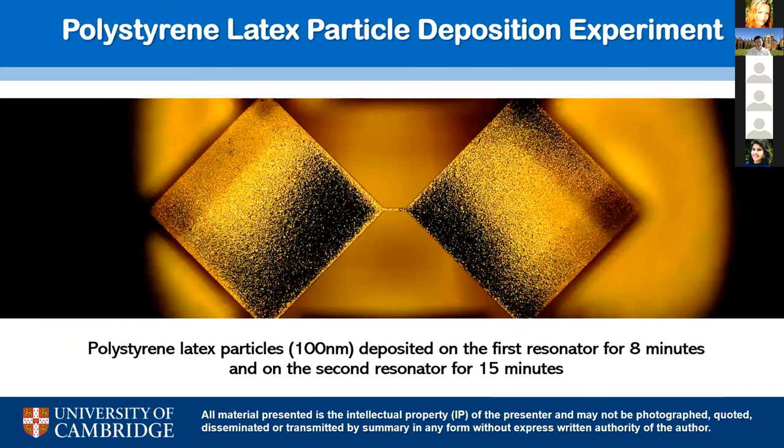Now, in order to verify the mass balancing capability, the resonators were subjected to 8 minutes of polystyrene latex nanoparticle deposition. Since these polystyrene latex nanoparticles are size calibrated, and since these are newly designed resonators, initially the experiment started with polystyrene latex nanoparticles. So 8 minutes of deposition on the first resonator and 15 minutes of deposition on the second resonator was carried out. At the end of the 15th minute of particle deposition on the second resonator, the amplitude ratio output returned to its initial state. So initially it was close to one, and then it deviated, and then it came back to the initial state. So far so good.